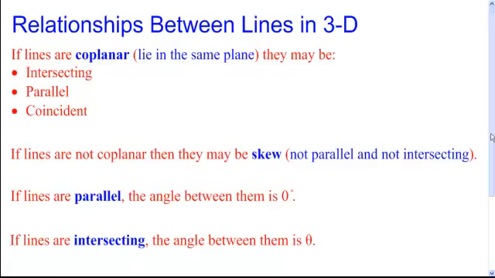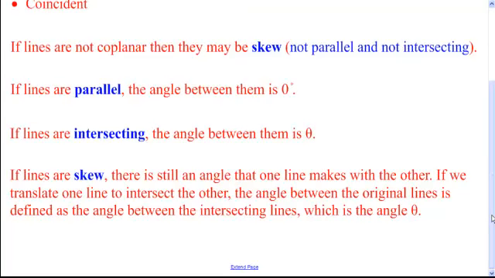If they're parallel, then we know that the angle between them is going to be 0. If they're intersecting, the angle between them is going to be theta, and we'll be able to find that. And if the lines are skew, there's still going to be an angle that one of them makes with the other if we just translate the one line onto the other to intersect it. The angle between the original lines is defined as the angle between the intersecting lines, which is that angle theta again. So we'll be able to find that angle even though they don't technically intersect. Think of skew lines as having one line here, and then a line that's coming out of the chalkboard into that point. Those would be skew lines in that 3-dimensional region.